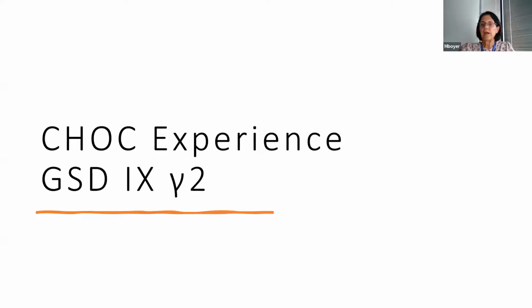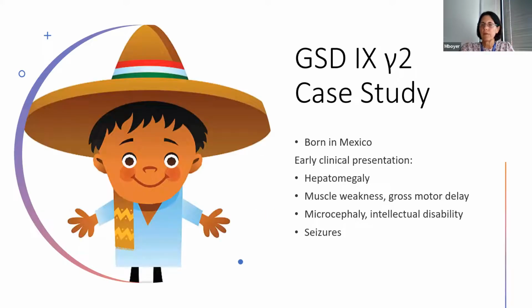I would like to now share Chalk's experience with a patient with GSD IX gamma 2. Our patient was a male, and he was born and lived in Mexico for the first 8 years of his life. While in Mexico, hepatomegaly and developmental delay were identified, but the details of those medical evaluations are unknown.